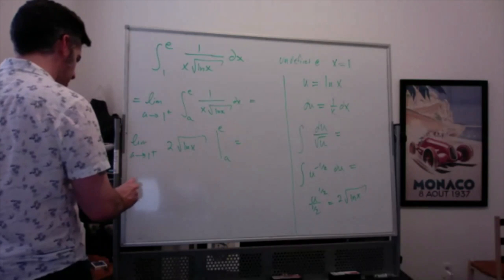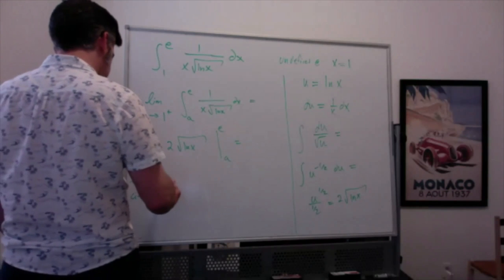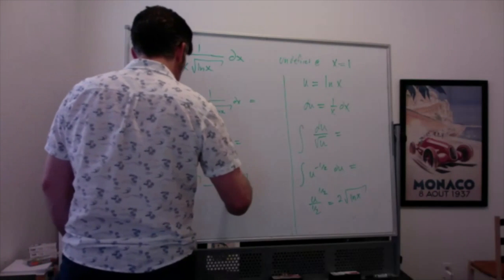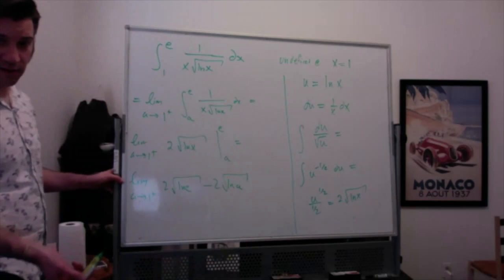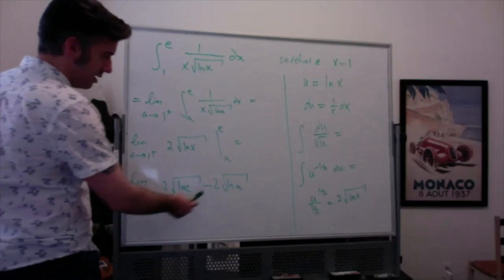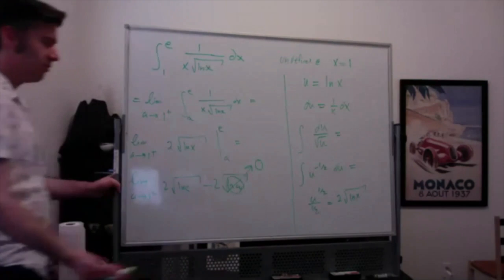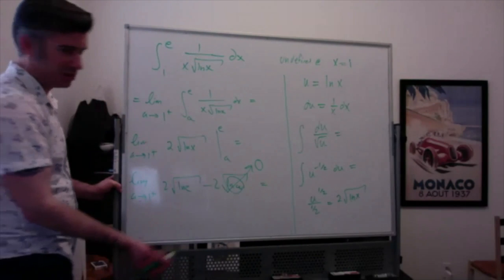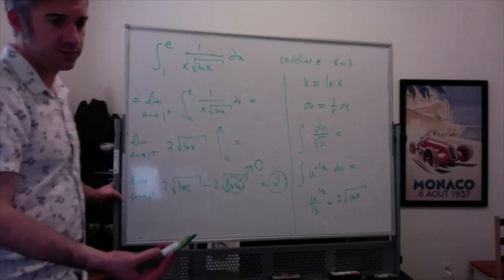When we plug in, we get the limit as a approaches 1 from the right of 2 square roots of natural log of e minus 2 square roots of natural log of a. And then we finally evaluate the limit. We say, oh, a goes to 1. Natural log of 1 is 0. So we end up with 2 times the square root of 1, which is just 2. This one converges to 2.